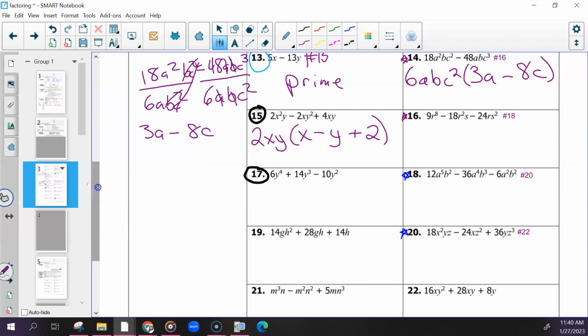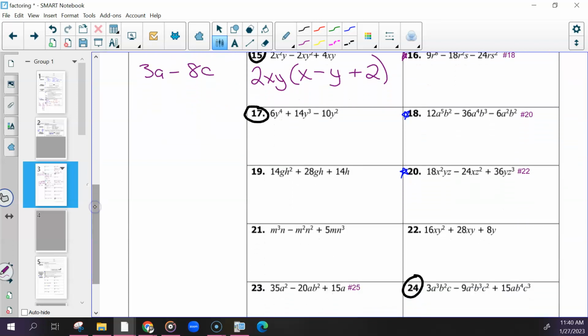Let's do 18. Again, if you need to, list out your factors off to the side. Find the highest. 6. It is also 6, yes. And then can we take out any variables? Which ones and how many of each?